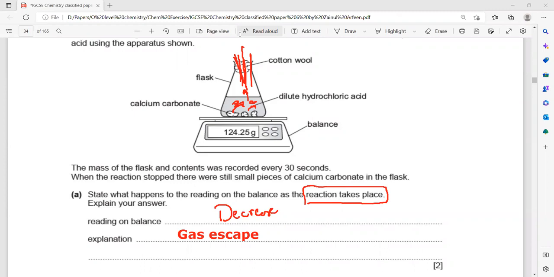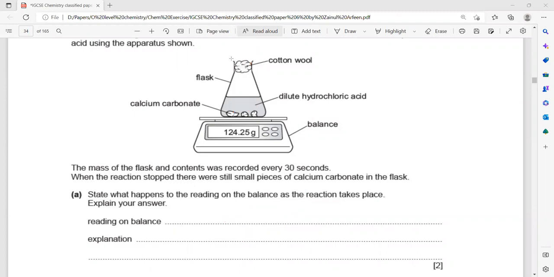If a stopper is placed here, then the gas won't escape. If the gas cannot escape, the mass won't change, even though gas is given off. If the gas does not escape, the mass won't change if we place a stopper. That's what the cotton wool is doing: preventing the contents of the mixture in the flask from escaping. Even without cotton wool, the gas will escape, but cotton wool is preventing the contents in the flask from escaping.